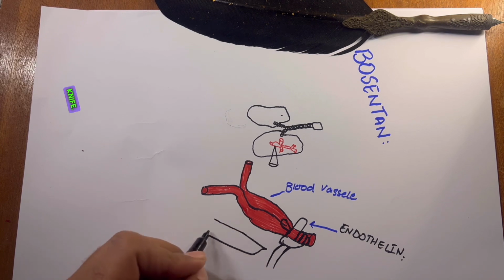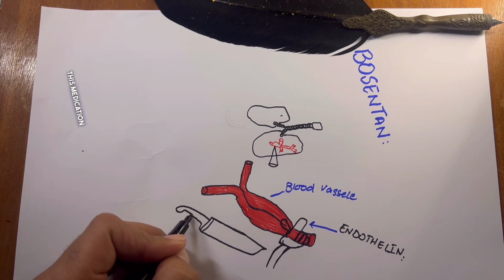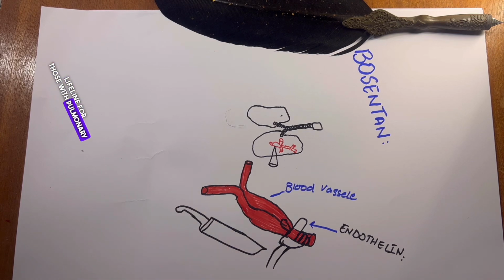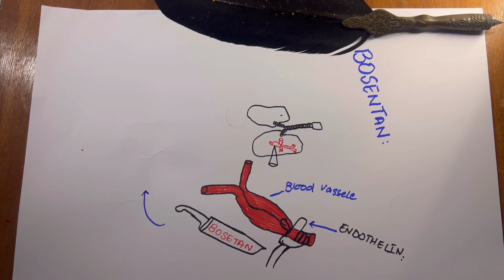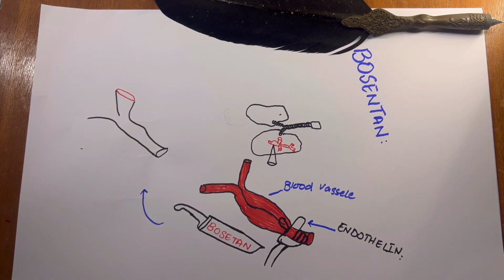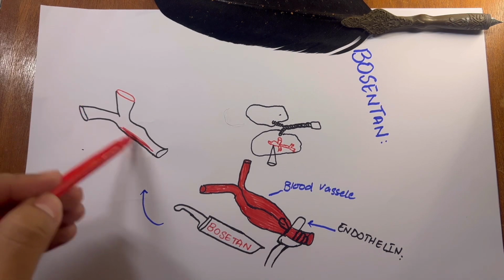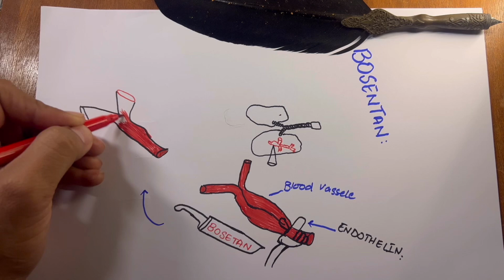Now, imagine this is a knife. We can equate this knife with bosantone. This medication is a lifeline for those with pulmonary hypertension. It works by halting the activity of endothelin A. This causes the vessels to dilate. The dilation then results in a marked decrease in the patient's hypertension.